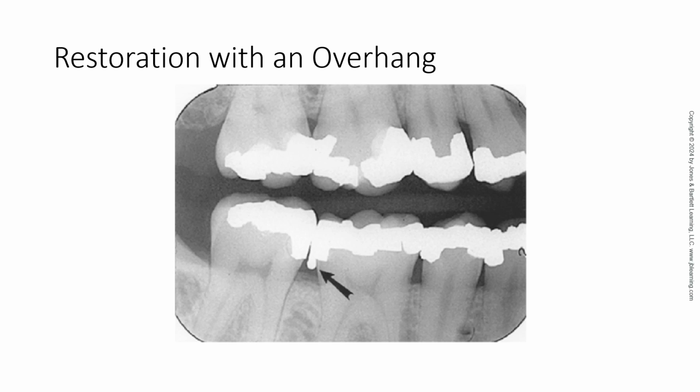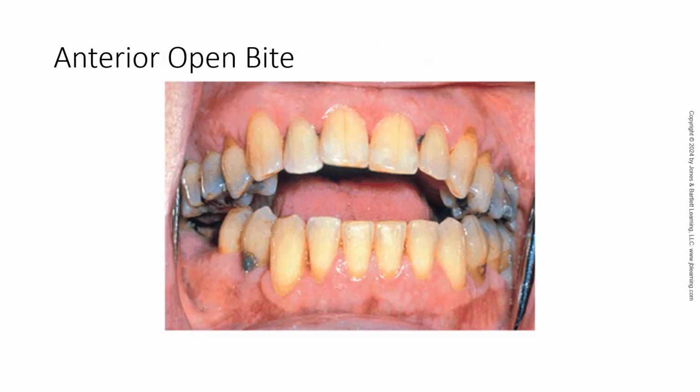Restorations. So on this radiograph, you can see the overhanging restoration on tooth number 30 on that distal. Retention of bacteria can occur there, which can contribute to recurrent decay and periodontal disease. Your open bite can make it harder for your mouth to do its natural cleansing process. It can also cause dehydration of the tissues.